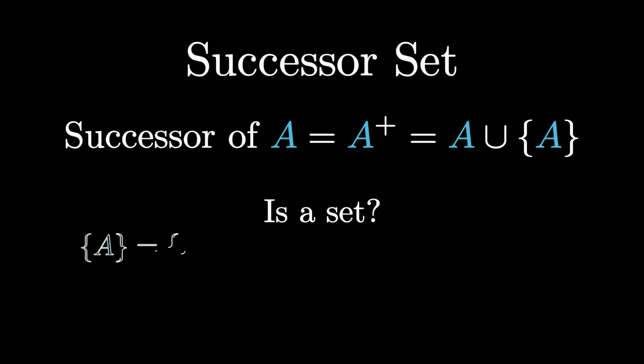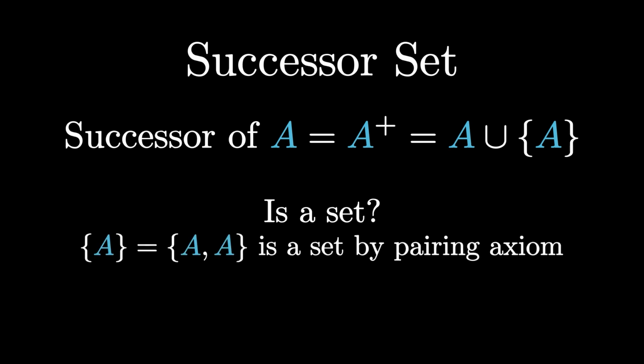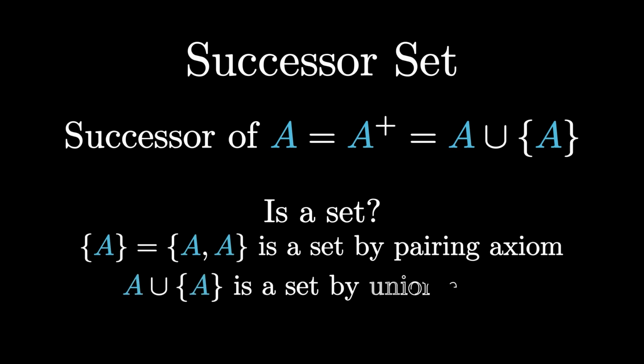Now, let's make sure that this is a set by our axioms. The set containing A is a set by the pairing axiom, since we can pair A with itself and just get the set containing A. Then A union the set containing A is a set by the union axiom. So, nice. Our successor set is actually a set.